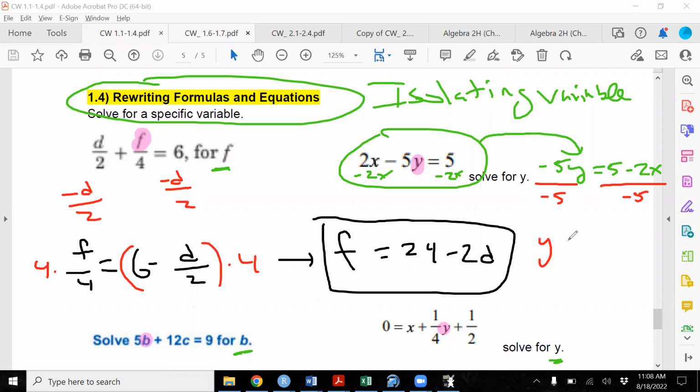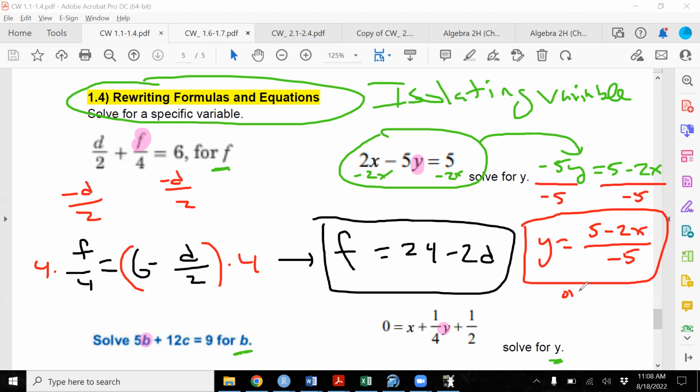So final answer is y equals 5 minus 2x over negative 5. And by the way, you could have broken that down a little further if you wanted to. You could have done 5 over negative 5, negative 2x over negative 5. You probably would have had that as your answer. You probably have that negative 1 plus 2x over 5. And that would be fine. Yeah, you also could have had this too. Yeah, y equals negative 1 plus 2 over 5 x. Yeah, that's fine. Same thing.